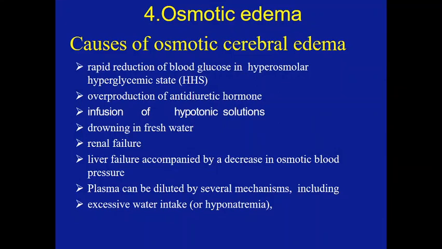The fourth type of cerebral edema is osmotic edema. Causes of osmotic cerebral edema are rapid reduction of blood glucose in hyperosmolar hyperglycemic state, overproduction of antidiuretic hormone, infusion of hypotonic solutions, drowning in fresh water, renal failure, liver failure accompanied by a decrease in osmotic blood pressure. Plasma can be diluted by several mechanisms including excessive water intake or hyponatremia.